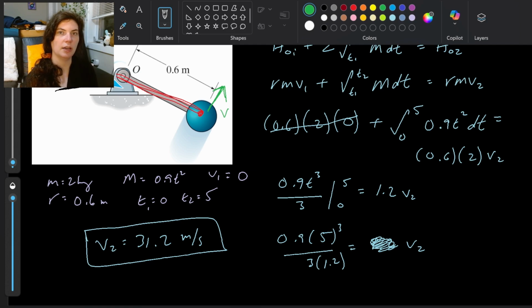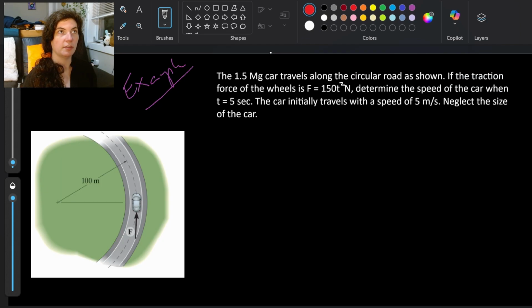Let's go ahead and take a look at one more example. All right, in this example, we've got a 1.5 megagram car traveling along a circular road as shown. The traction force of the wheels is F equals 150 t squared newtons. Determine the speed of the car when t equals 5 seconds. The car initially travels with a speed of 5 meters per second. Neglect the size of the car.